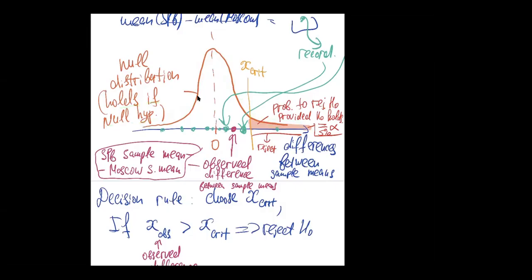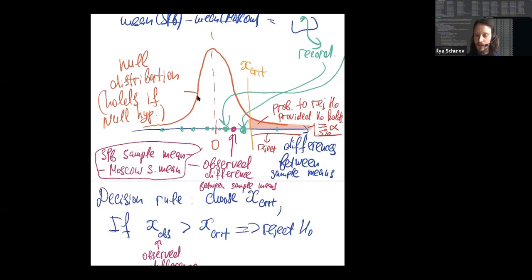Okay, so to find x critical, we should find the probability to reject the null hypothesis. So we understand that this probability to reject the null hypothesis, provided that the null hypothesis holds, depends on x critical. It depends like this. This is the probability to be here, provided that you generate your difference according to this curve. So this is basically just this area. This area is proportional to the probability to obtain a value that is larger than this x critical from this distribution.